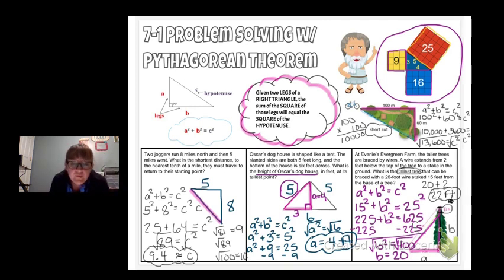So again, just be careful. Make sure you know, are you being asked to find a leg or are you being asked to find the hypotenuse? And that's sort of the trickiest part. And if you're being asked to find one of the legs, so if you're given a hypotenuse and a leg, you have that subtraction step in there so that you can get the variable by itself. And that's it for the Pythagorean theorem.